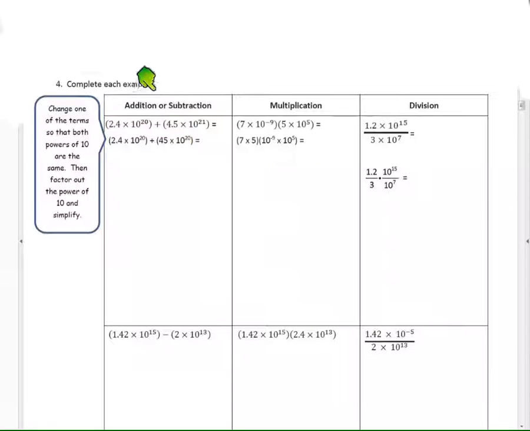Alright, so let's prepare ourselves. This one is a difficult one. Adding and subtracting is really difficult. Multiplying and dividing, not difficult. We're going to do the difficult one first, just to get that one out of the way.